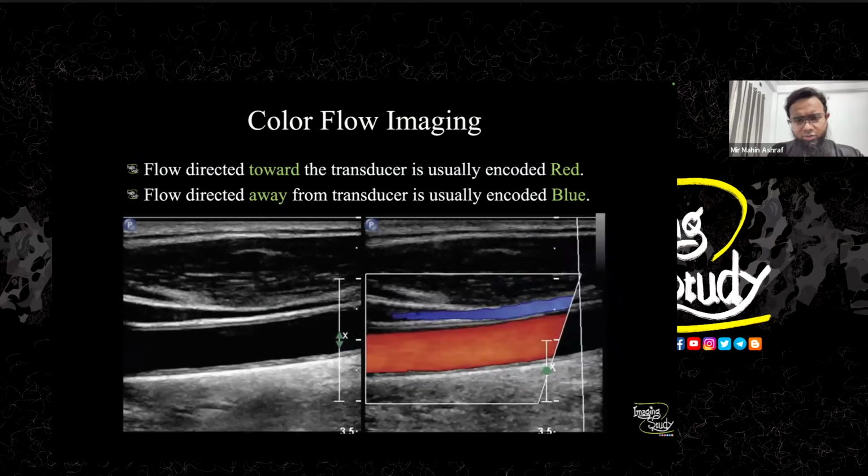Okay, so you see the red and blue color. Red means towards the transducer flow. That means the flow is coming to the transducer. Blue means the flow is going away from the transducer. So this is the positive and negative effect. Positive means red, negative means blue. So it has no relation with the artery or vein.